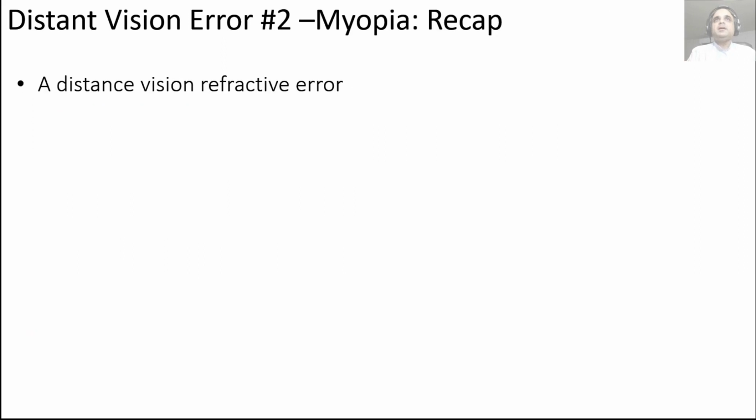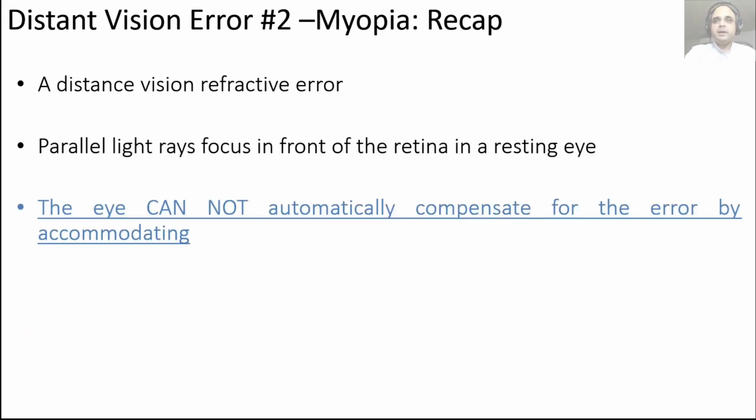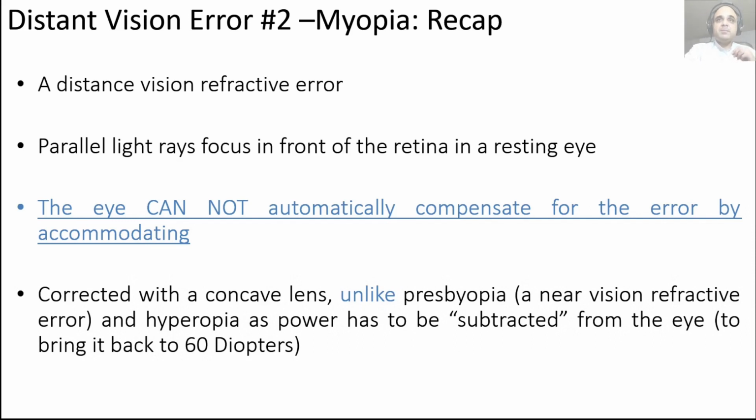Thank you. So let's recap myopia. It's a distant refractive error. It's a distance vision refractive error. Parallel light rays focus in front of the retina in a resting eye. It cannot be automatically compensated for by accommodation simply because accommodation makes things worse, because it is increasing the power of an eye which already has too much power. It is corrected by using a concave lens because you want to reduce the power of the eye, which is different from presbyopia and hypermetropia.